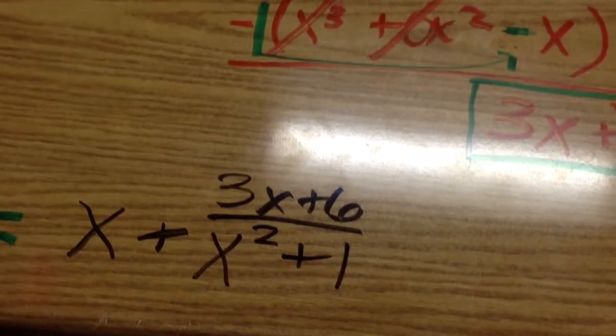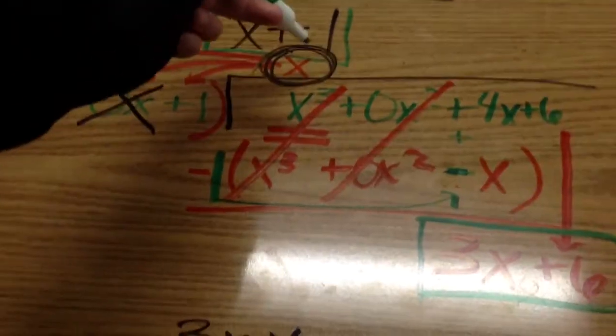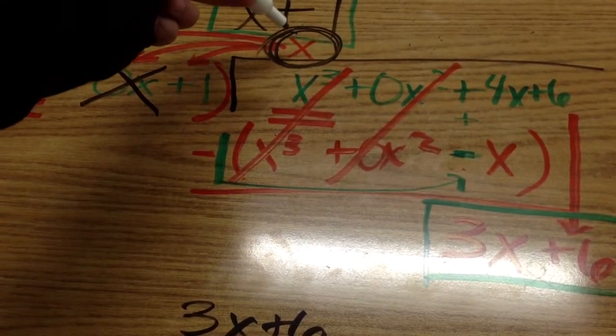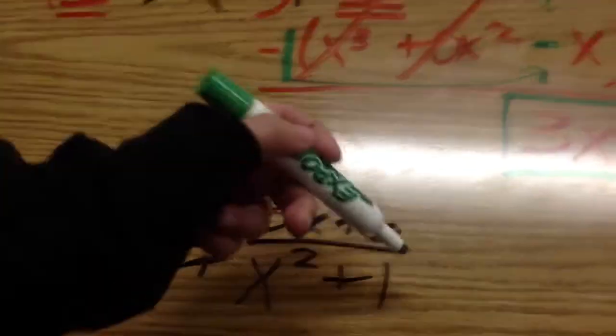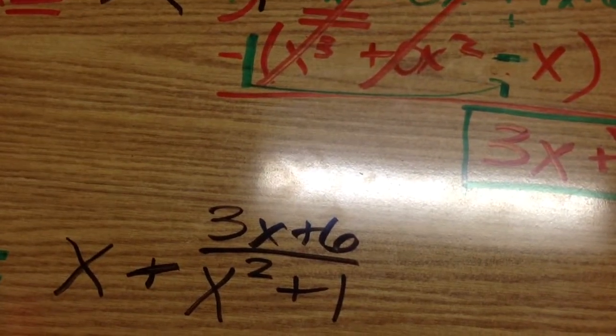And now, like I said before, we got the x from up here from what we multiplied everything by, and the remainder always has to be over what we divided by. So yeah, that's basically all long division is.